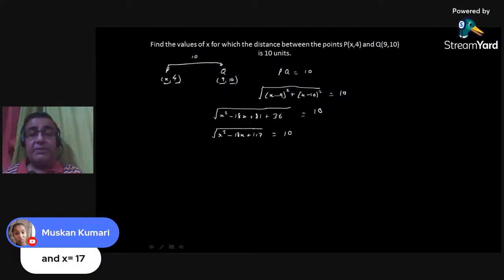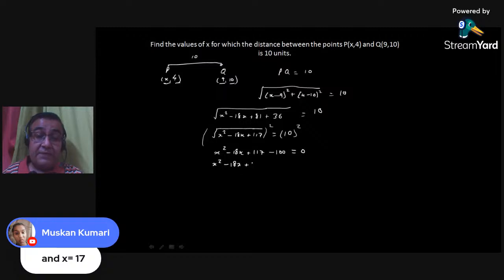So obviously we've got a square root on one side and 10 on the other side, no square root there. To get rid of the square root, we'll have to square both the sides. So when we square both the sides, we'll get x square minus 18x plus 117, and 10 square is 100. When I bring that to the other side, it becomes minus 100. That should be equal to 0. So again, we have got a quadratic which is x square minus 18x plus 17 is equal to 0.